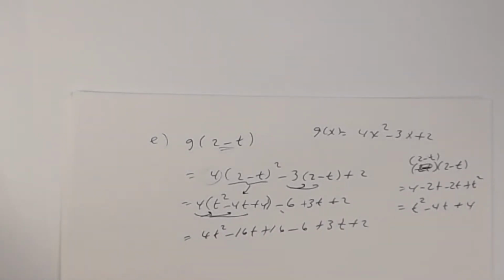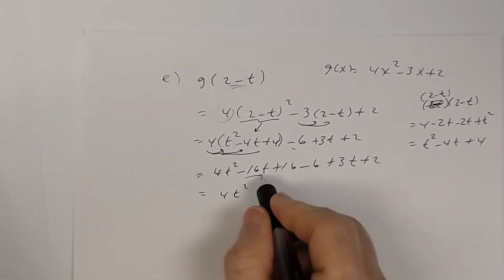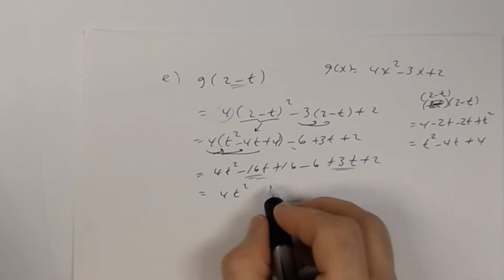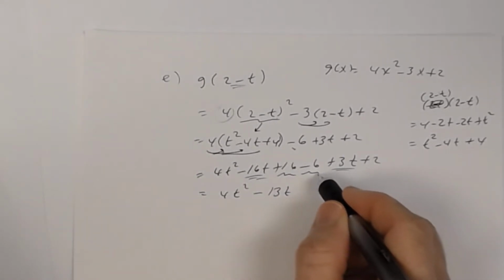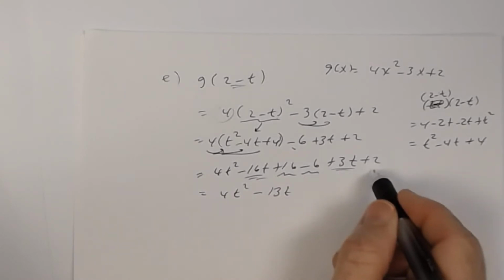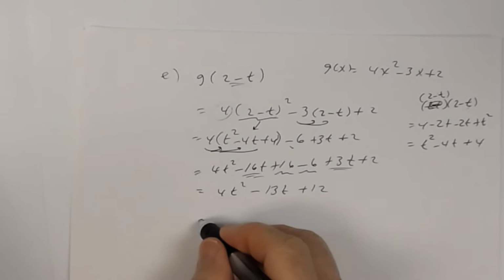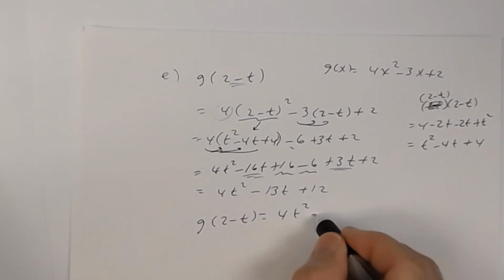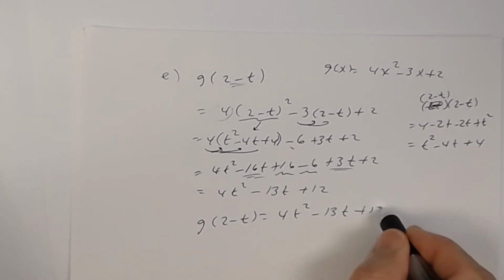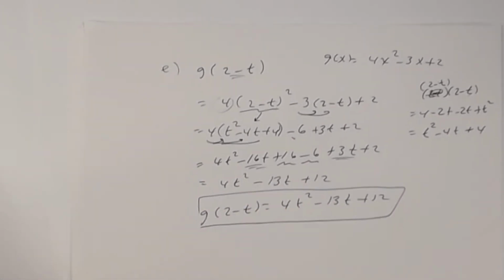And now combining like terms, we get 4t squared. A negative 16t and a positive 3t is a negative 13t. 16 minus 6 is 10. 10 plus 2 is 12. And that's all you have. So the answer is g of 2 minus t is 4t squared minus 13t plus 12. That's your answer. Okay? Let's look at number 2.